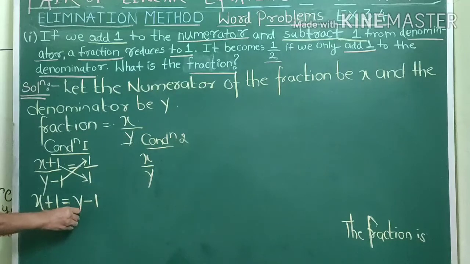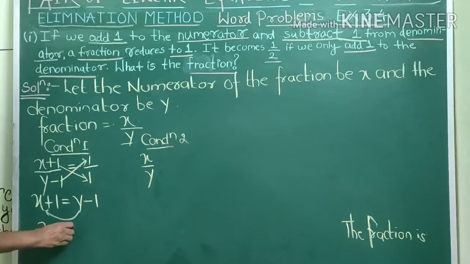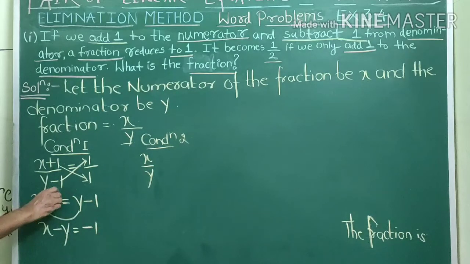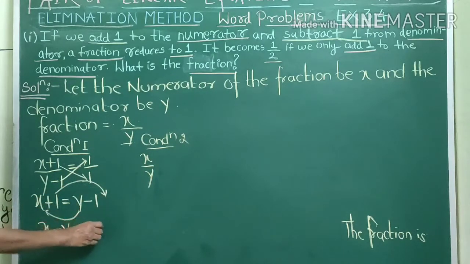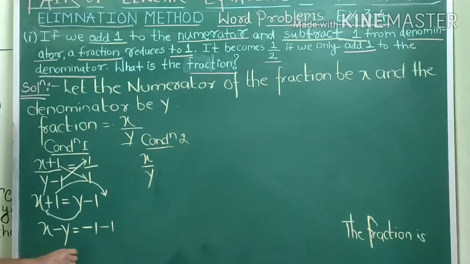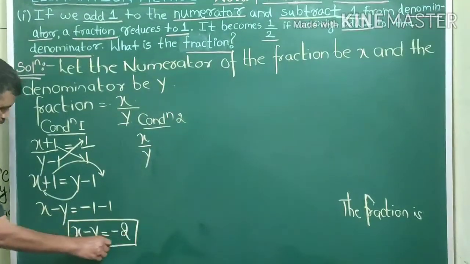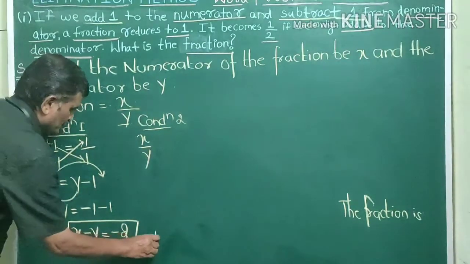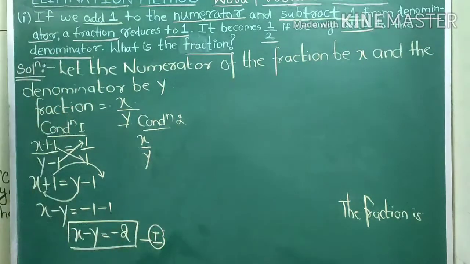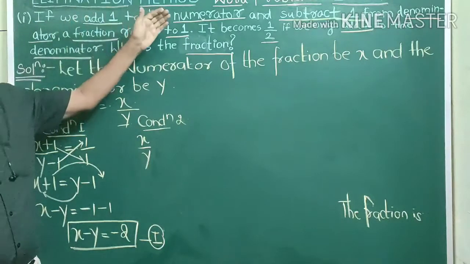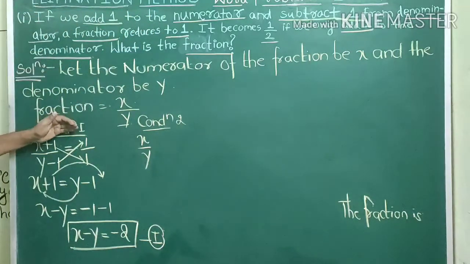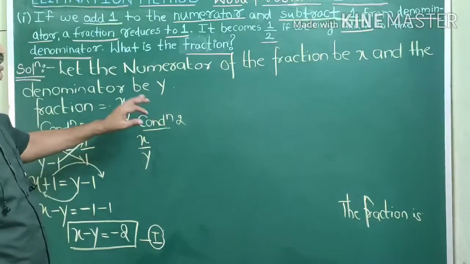Now, if I transpose this y towards the left side, this becomes x minus y is equal to minus 1, and if I transpose this plus 1 to this side, it becomes minus 1. So finally, what I get here is x minus y is equal to minus 2. This I will call my first equation. So from the given sentence, I have converted the given context into a linear equation in two variables.